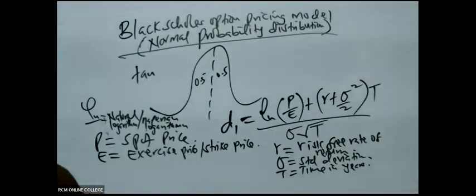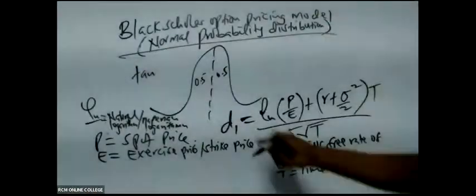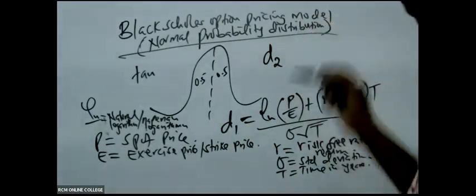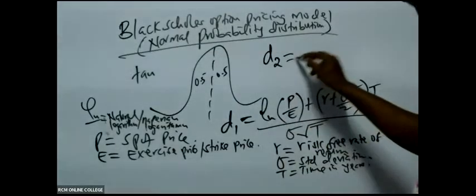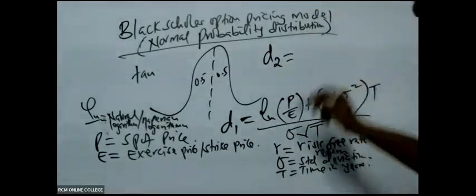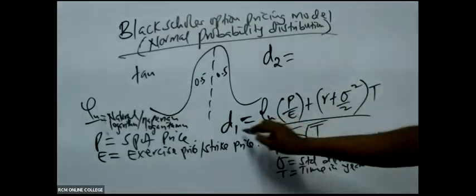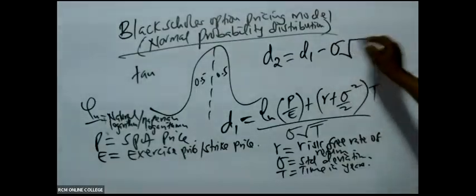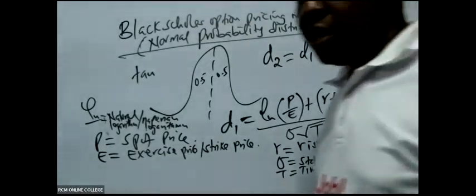Now, can we use this question? Let's see how we get D2. This is D1. How do we get D2? For D2, you take D1 minus the standard deviation times the square root of time. This is how we get D2.